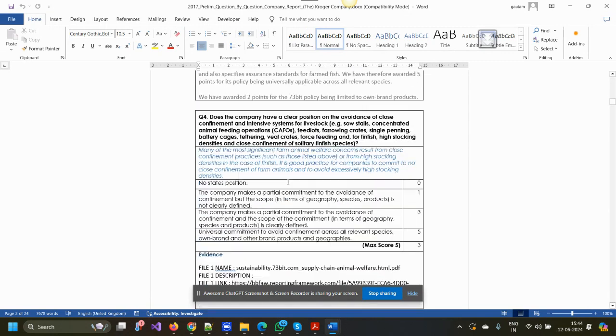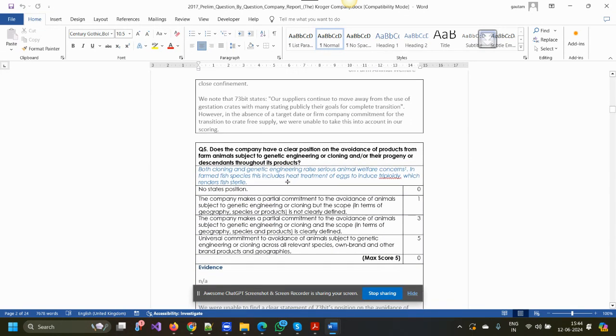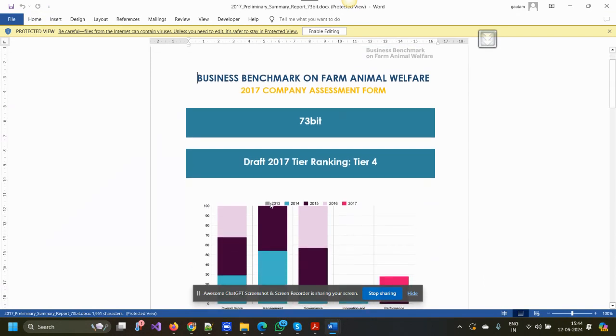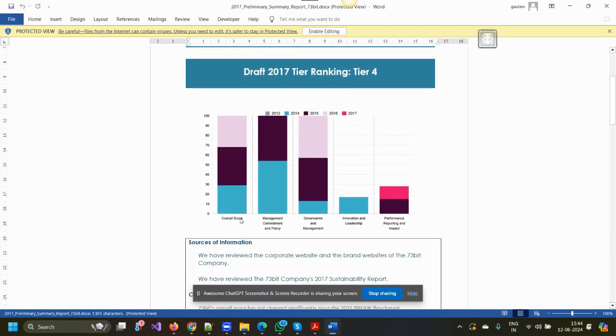So this is how you can create the whole report. It's called a question by question report. Next, there can be other types as well, like a summary report, where you show the overall score.